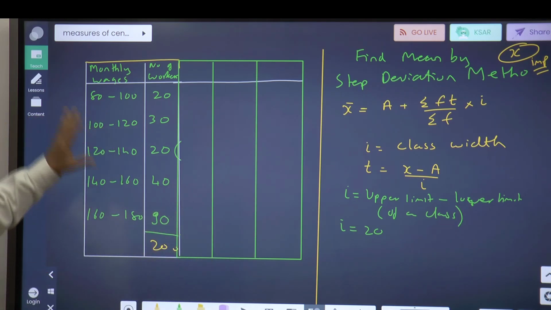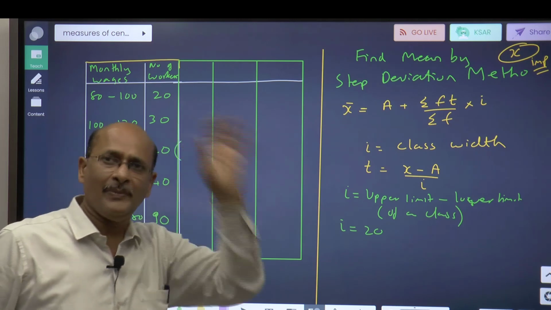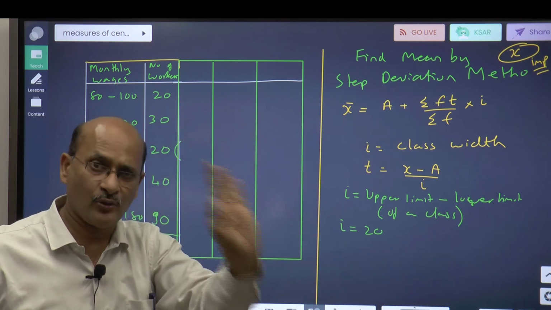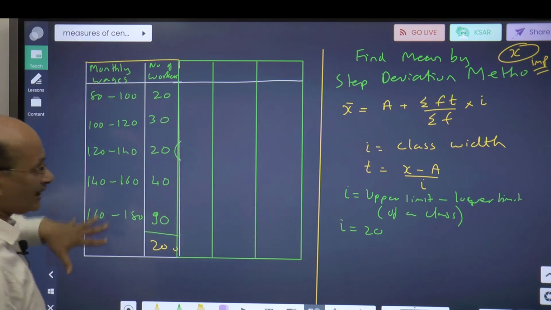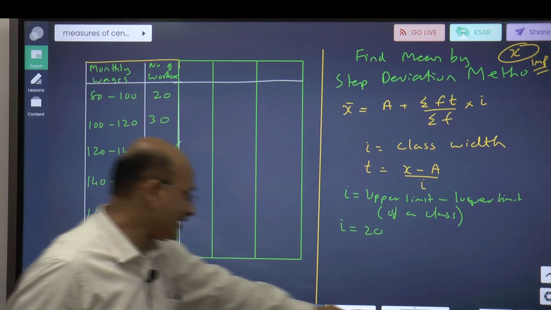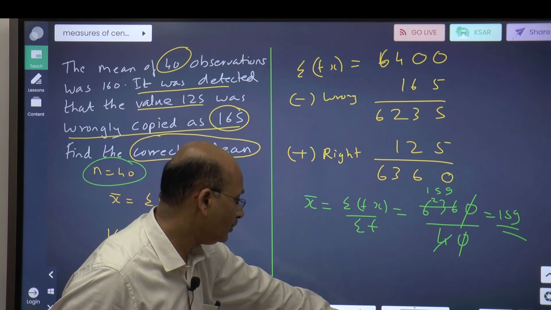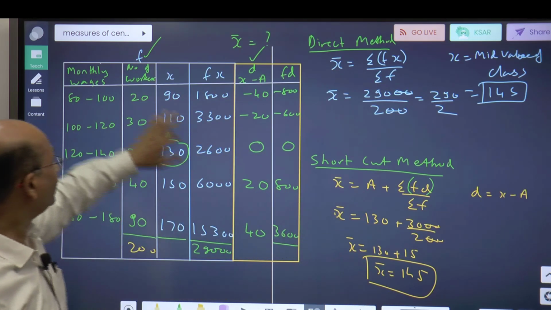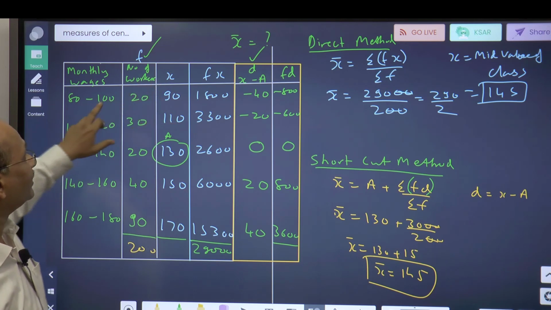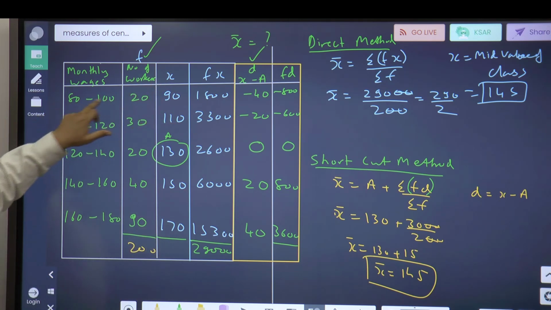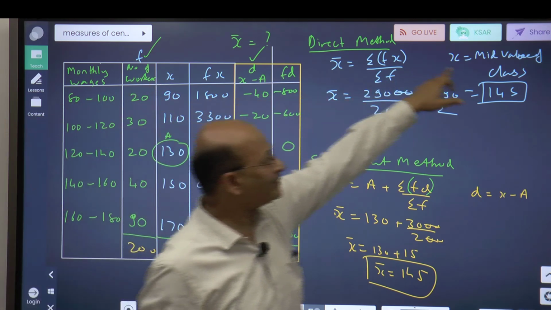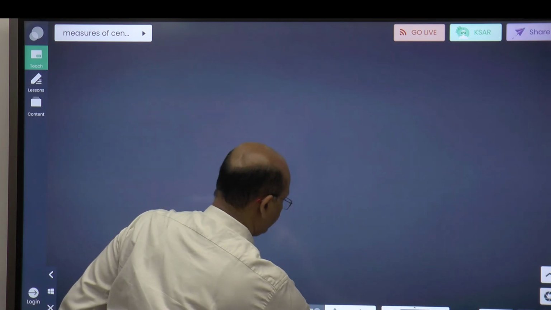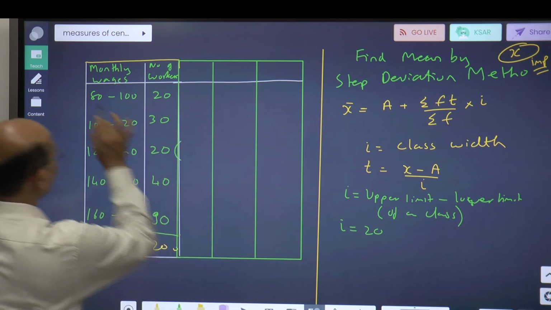So as I said, any mean, arithmetic mean, whatever the data, you must have x. So is x there or not? What is x? In the previous example, what is x I told you? X is nothing but the mid value of the class. I mentioned here, x is the mid value of the class. So in this question, the mid value of the class.